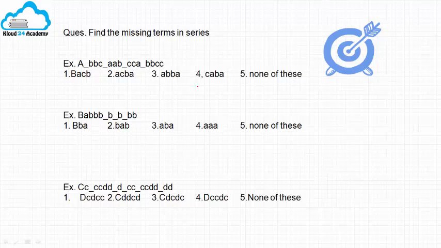Pause the screen. First try to find the pattern directly. If not able to find the pattern directly, then write down the total number of elements. It is divisible by which numbers, and then you can find the pattern. So here in this question, A dash BB C dash AAB dash CCA dash BBCC. The total number of elements are 18. 18 is divisible by 2, 3, 6 and 9.